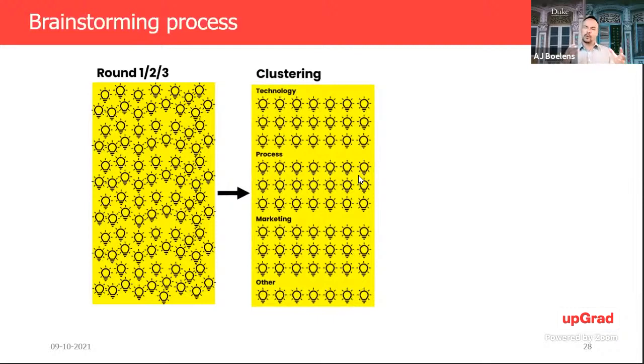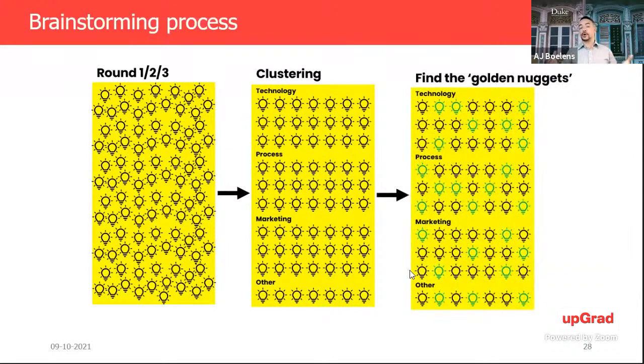And then from there, we want to cluster them and put them into certain buckets. Some ideas are relating to technology, some are relating to the process, some are relating to marketing issues, and so on and so forth. We want to cluster them together. And then we can go through a process of trying to find the golden nuggets. Which ones do we start to feel have the most potential as a starting point? Now, guys, we're not throwing anything away, but we're trying to find out what's the starting point for creating a concept. Let's take the golden nuggets first and see if we can build something from those.